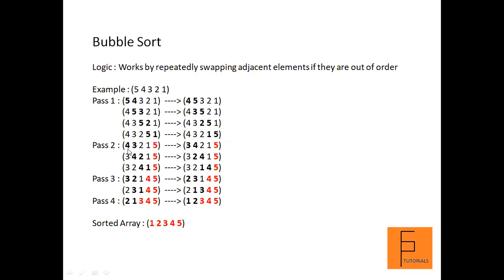So again, I'll compare 4 and 3. They're out of order. I'll swap them. I'll compare 4 and 2. Out of order. I'll swap them. Then I'll compare 4 and 1. They're out of order, and I'll swap them. So in this way, after the second pass, the second largest element has moved to its correct position. Like a bubble, it has floated to its correct position. The same thing you can observe in pass 3 and pass 4, which are pretty self-explanatory from now onwards. So I'll just take a pause and continue shortly.